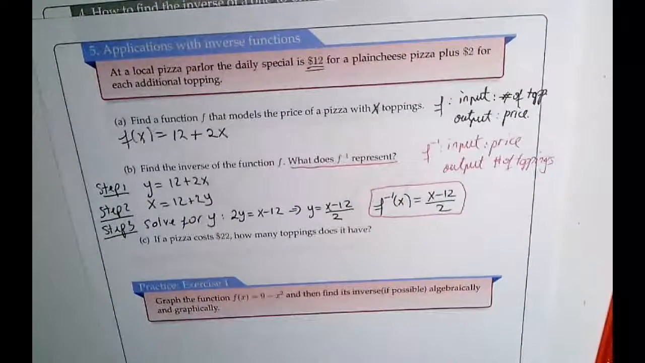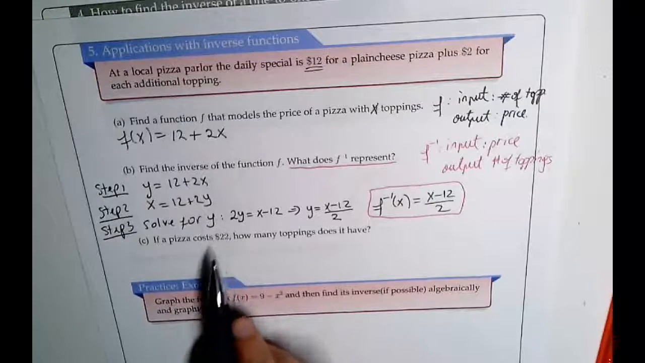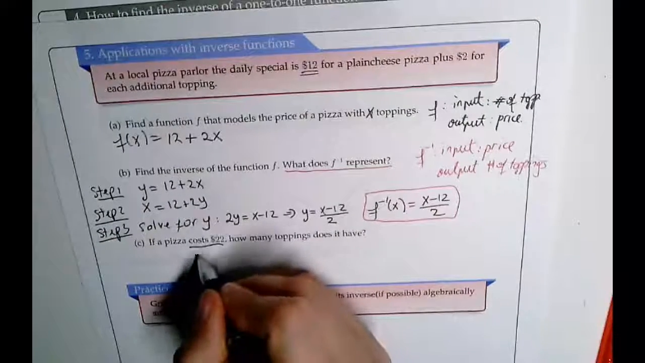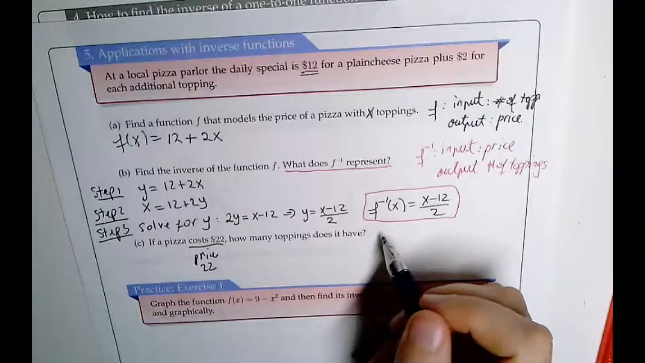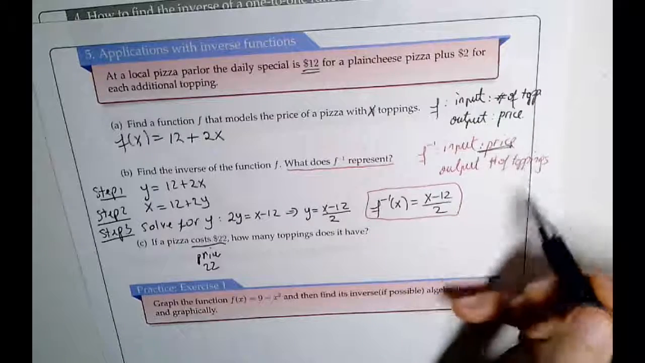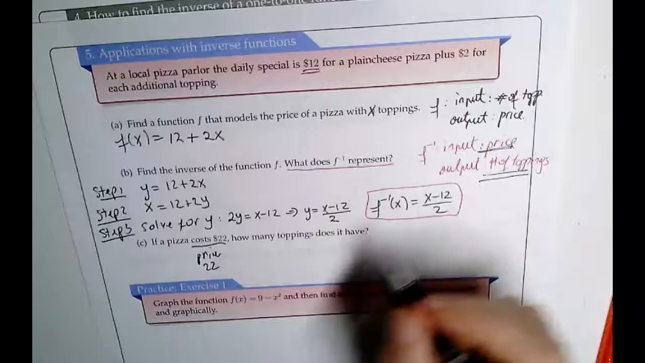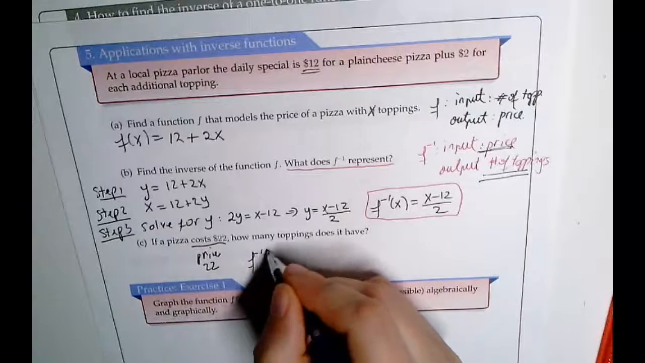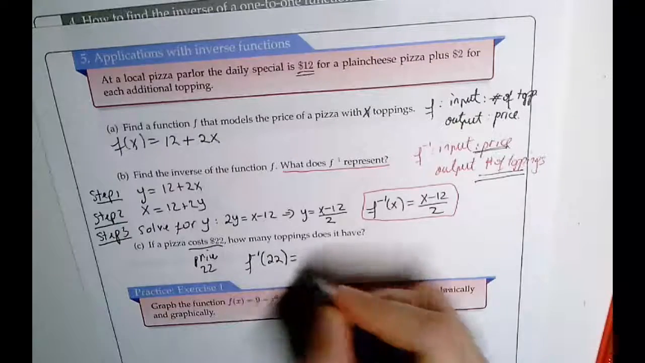Now, if a pizza costs 22, that tells me that I am given the price. So if the price is 22, how many toppings does it have? If the input is the price, 22, and I have to solve for the output, that means I need to use f inverse. So f inverse of the input, the price, which is 22. So f inverse of 22.